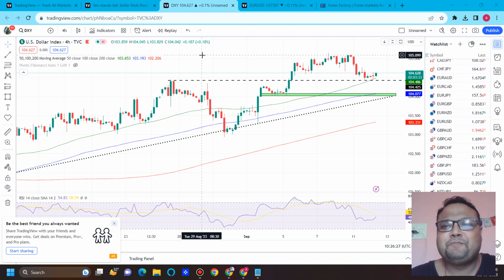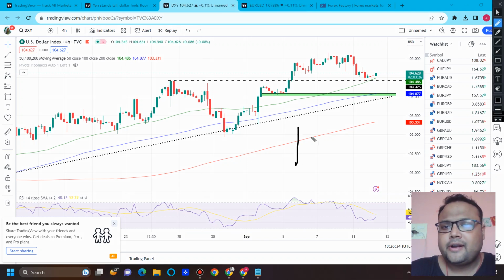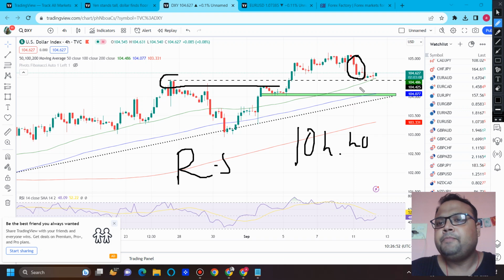So let's get started. My dear friends, this is the chart of the US dollar index. In our previous video, we talked about the market taking support around 104.40, 104.50, and we can see that after this fall, after this correction, DXY took support around the previous resistance here. So as per expectation, the previous resistance worked as support, and along with it we also have the 50 moving average working as dynamic support around this area.